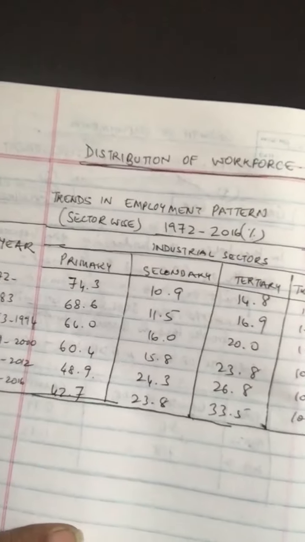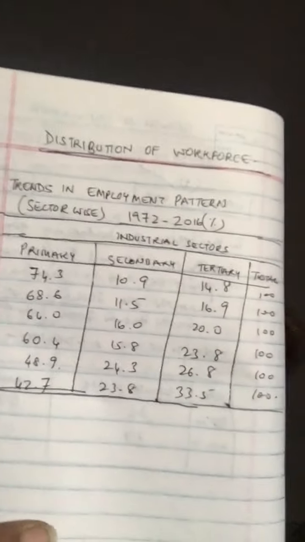Again, in continuation with the distribution of employment, we're going to do distribution of the workforce. And in this, we're going to do trends in employment pattern, sector-wise: primary, secondary, and tertiary. So just go through this and try to understand what it could be. How are we going to explain this?